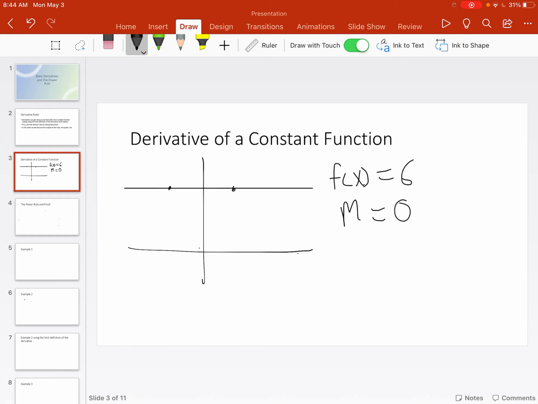So I want you guys to obviously know this. This is basically just a thing that you should just know when you're taking derivatives: when a constant comes up, the derivative of it is 0.